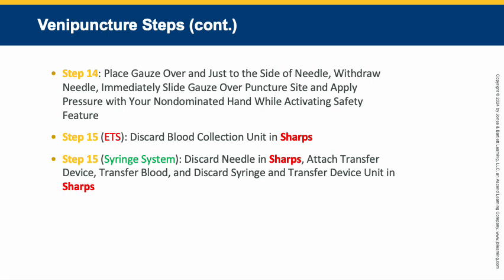If it is the syringe system, you're going to unscrew. You're going to have the safety over the needle so there's no risk to be stuck. But you're going to unscrew just the needle, and you're going to attach a transfer device. You're going to transfer blood. First, you're going to throw away that needle that you took off. After you finish transferring the blood, then discard that whole thing, the syringe and the transfer device, into the sharps.